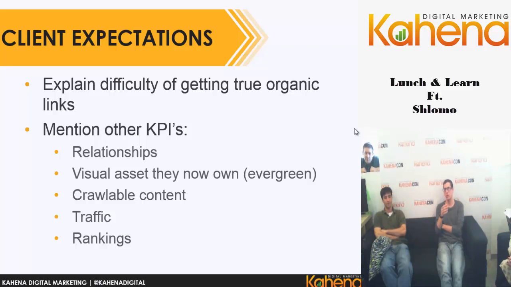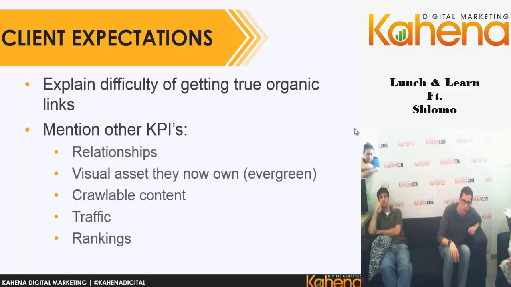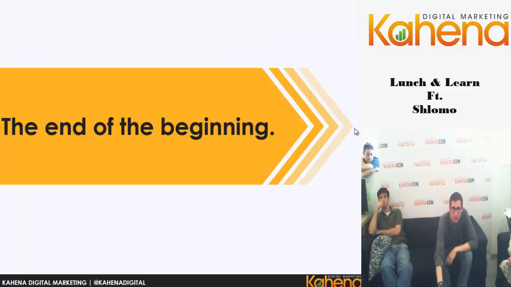So what you want to do, I think, is to mention other aspects. Relationships: these are bloggers who, either we got a link or we didn't, but maybe we'll get an interview with them down the line. Things like that. Also, they now own this cool visual asset. It's evergreen. As David asked before, it can now rank in the search engine. It can bring traffic, and not just organic traffic. You can get a lot of referral traffic, direct traffic. And if there's enough text in your content outside of the image, that can be crawlable as well and assist in rankings and ultimately traffic.